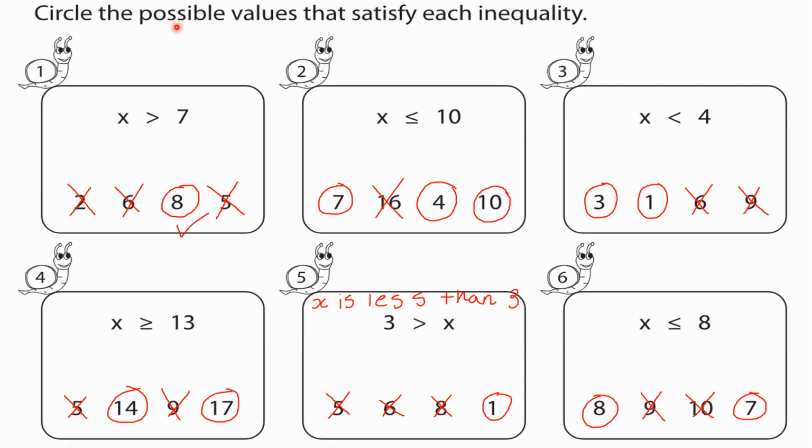And so 5 can't be it because 5 is not greater than or equal to 13. 14 is greater than 13. 9 can't be it because 9 is less than 13. And 17 is it because 17 is greater than 13. All right, thank you so much. So x is greater than or equal to 13. We choose 14 because 14 is bigger than 13, and we choose 17 because 17 is bigger than 13. All right.